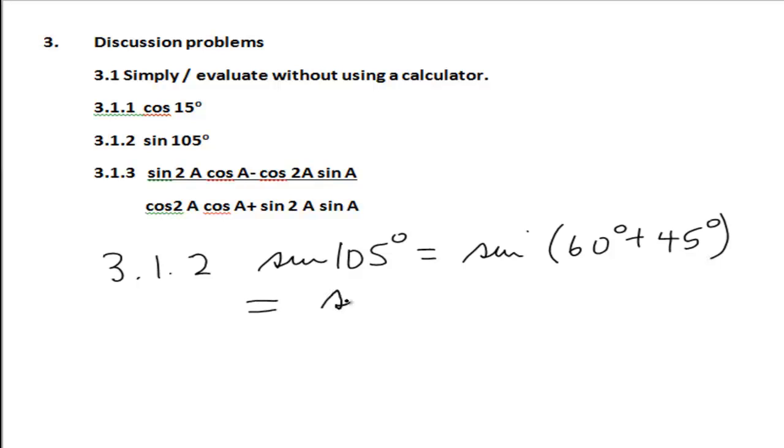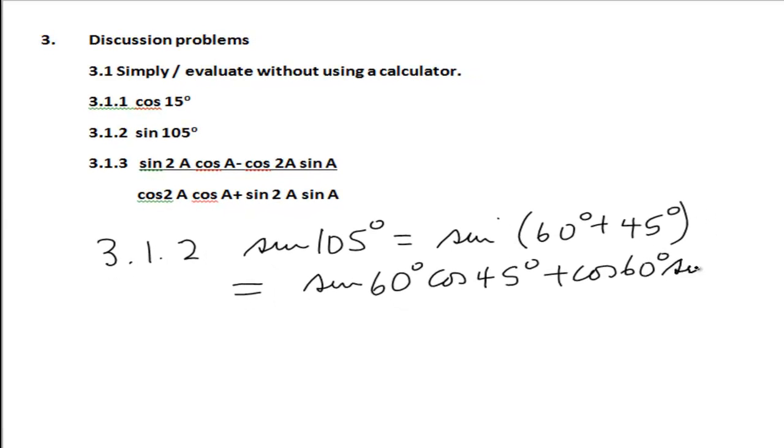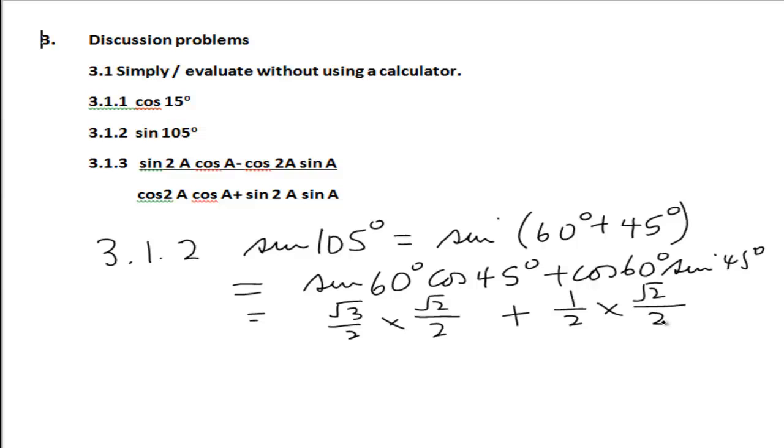That is sine A cos B plus cos A sine B: sine 60 cos 45 plus cos 60 sine 45. That's root 3 over 2 times root 2 over 2, plus a half times root 2 over 2. When you add all that up, you will get root 6 plus root 2 all over 4.